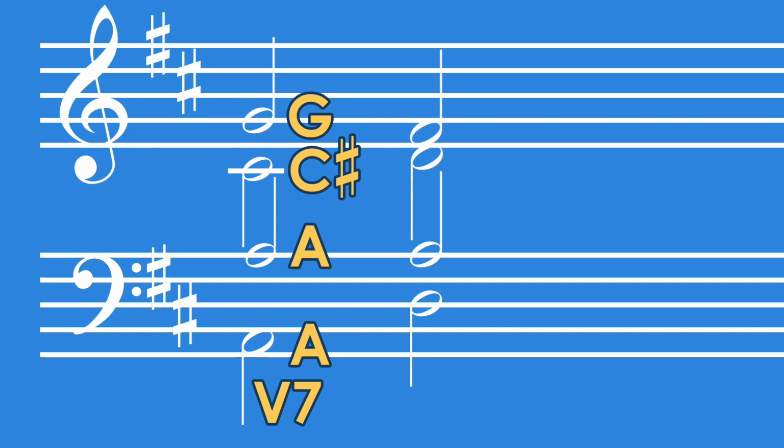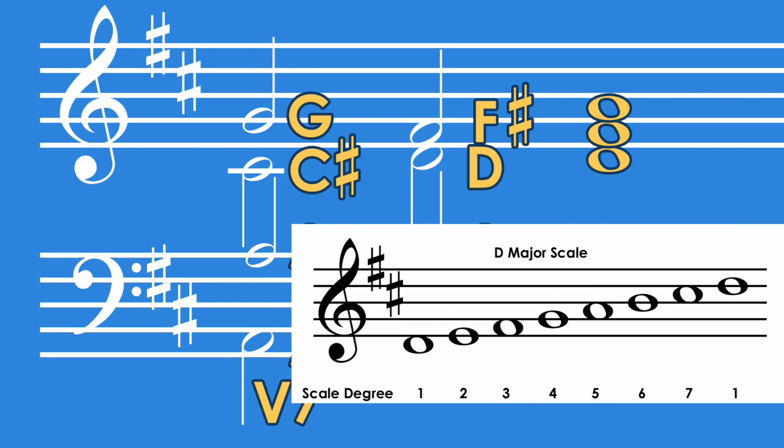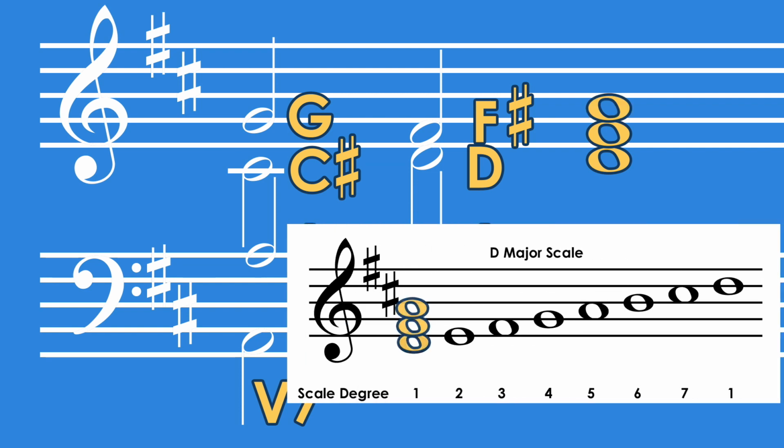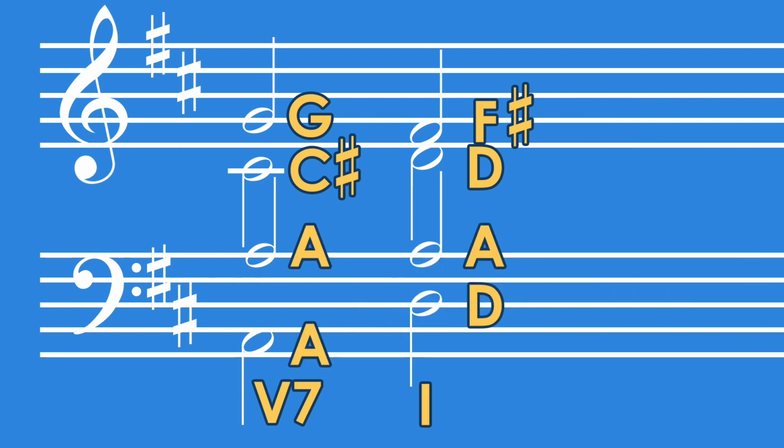In the second chord, we have D, A, D, F sharp. If we stack these up into thirds to see what kind of chord it is, we have D, F sharp, A. Where does this fall on the D major scale? On the 1st scale degree of D. So this is a 1 chord in the key of D major. The D is in the bass, so we can say that the chord is also in root position.